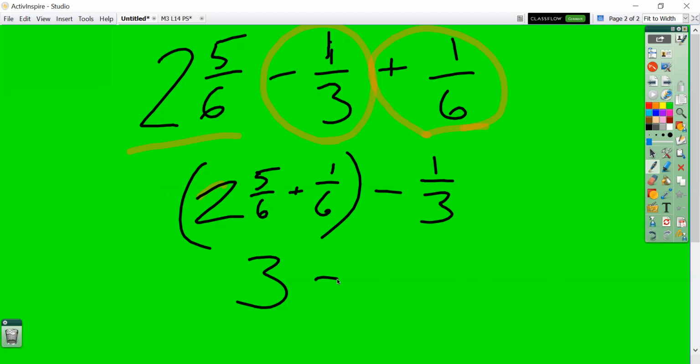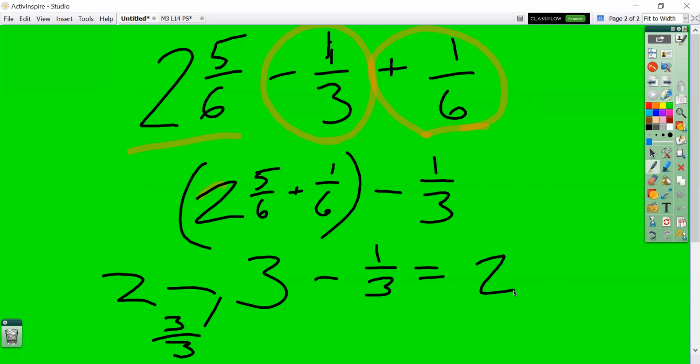Well, when we now minus 1/3, this one was a little bit extra work because we have to think of 3 as 2 wholes and then 3/3, right? Because 2 plus 1 is 3. Well, that's really all that's saying. So our answer should be 2, and then if we take one of those thirds away, we'll be left with 2/3.